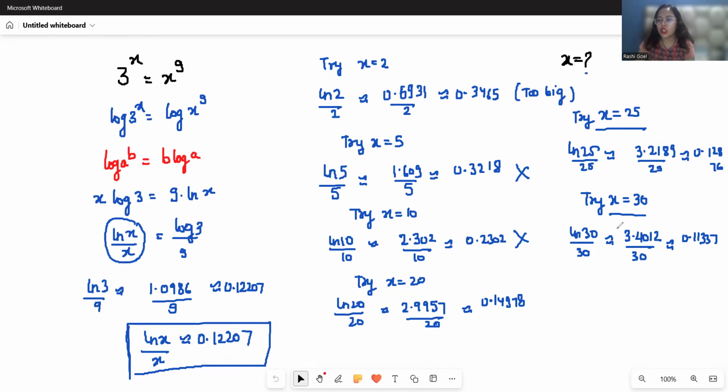So somewhere this log x by x lies between x is equals to 25 and x is equals to 30. So in between 25 and 30, we can take approximately x is equals to 27. So the final approximation of the solution is x is equals to 27 because it is greater than 25 and less than 30. I hope it's clear and you find it useful.